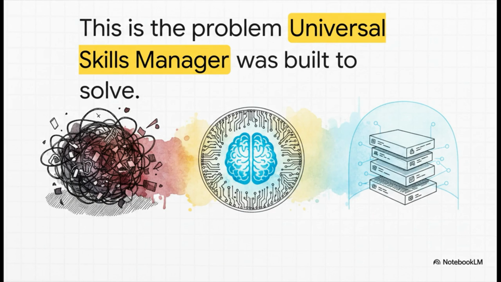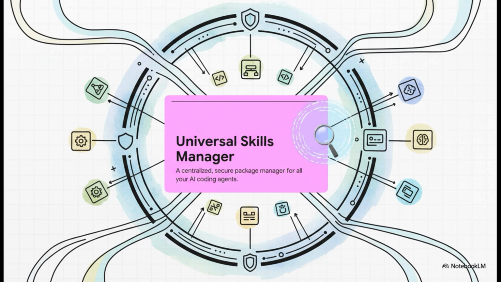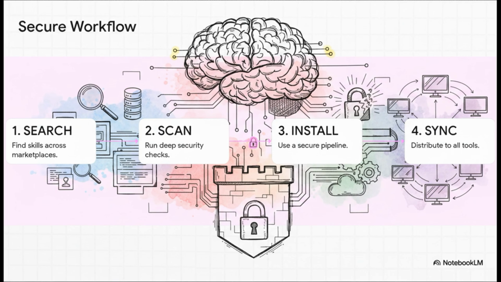Okay, so this is exactly the problem the Universal Skills Manager was made to fix. Think of it like a secure central hub for all your AI coding agent skills. And it works in a really simple 4-step flow: search, scan, install, and sync.